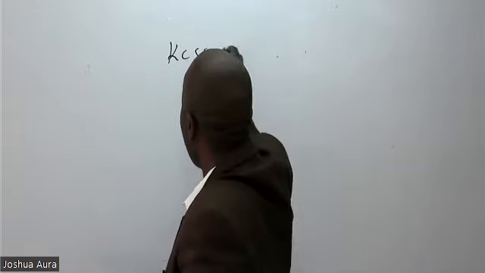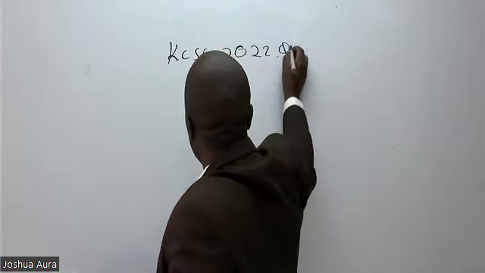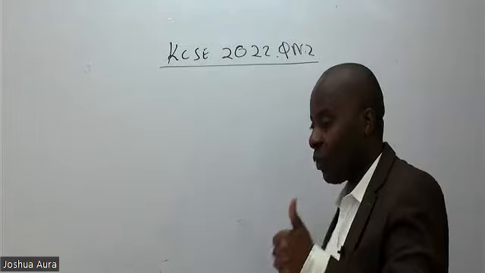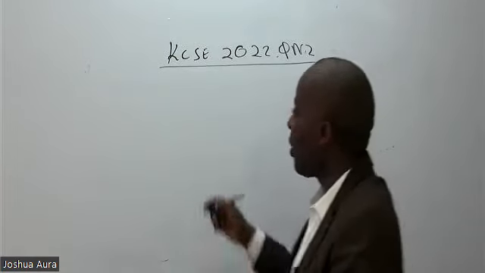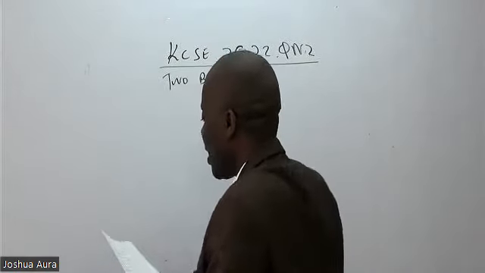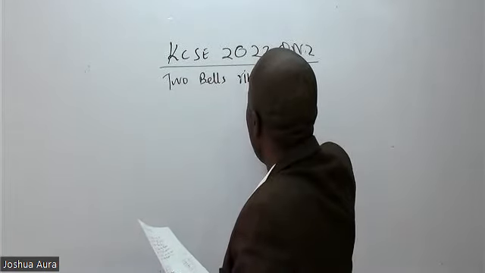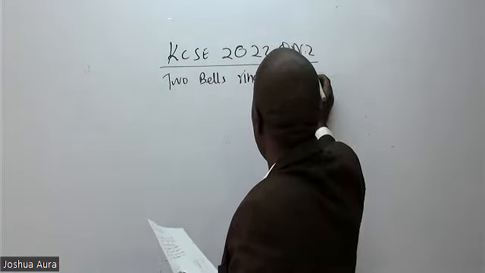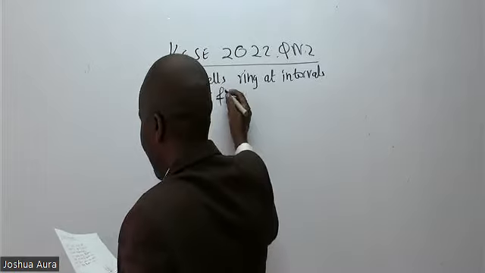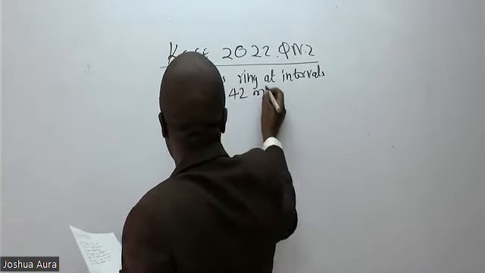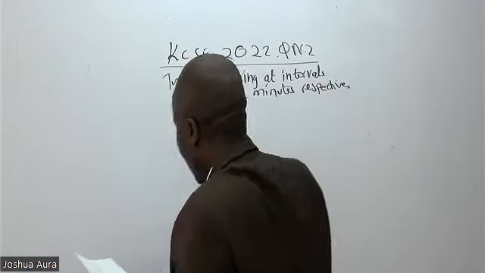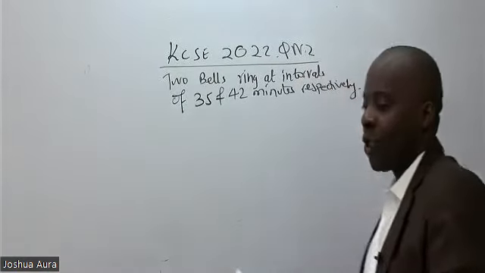So we have here KCSE 2022, question number 2, which wanted us to make use of this concept of LCM. So we're writing the question down: two bells ring at intervals of 35 and 42 minutes respectively. Full stop.